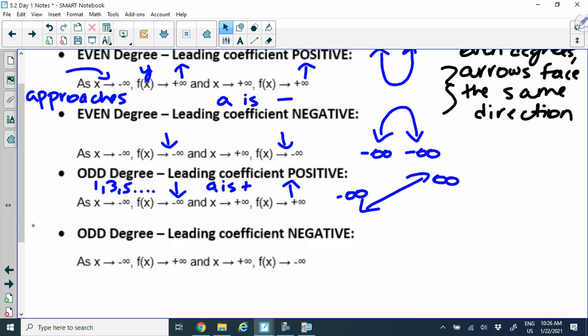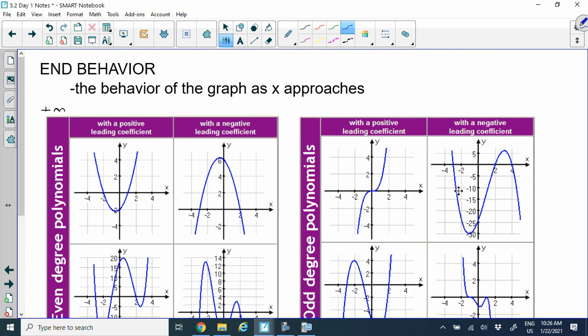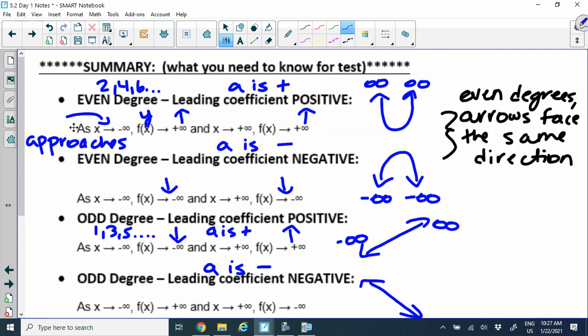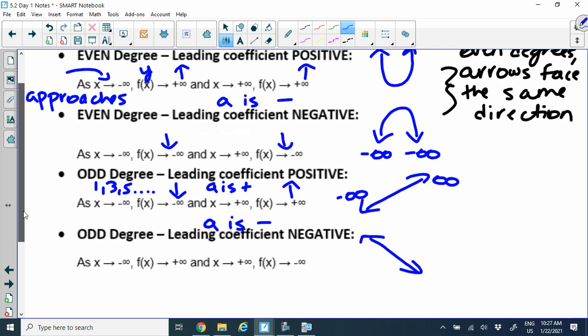Okay, now let's talk about odd degrees, but when our leading coefficient is negative. So a is negative. Now that means our line switches. So what happens as x approaches negative infinity? Well, as x approaches negative infinity, notice that f of x, or the y values, is increasing. So that means f of x is approaching positive infinity. So we have the up arrow.